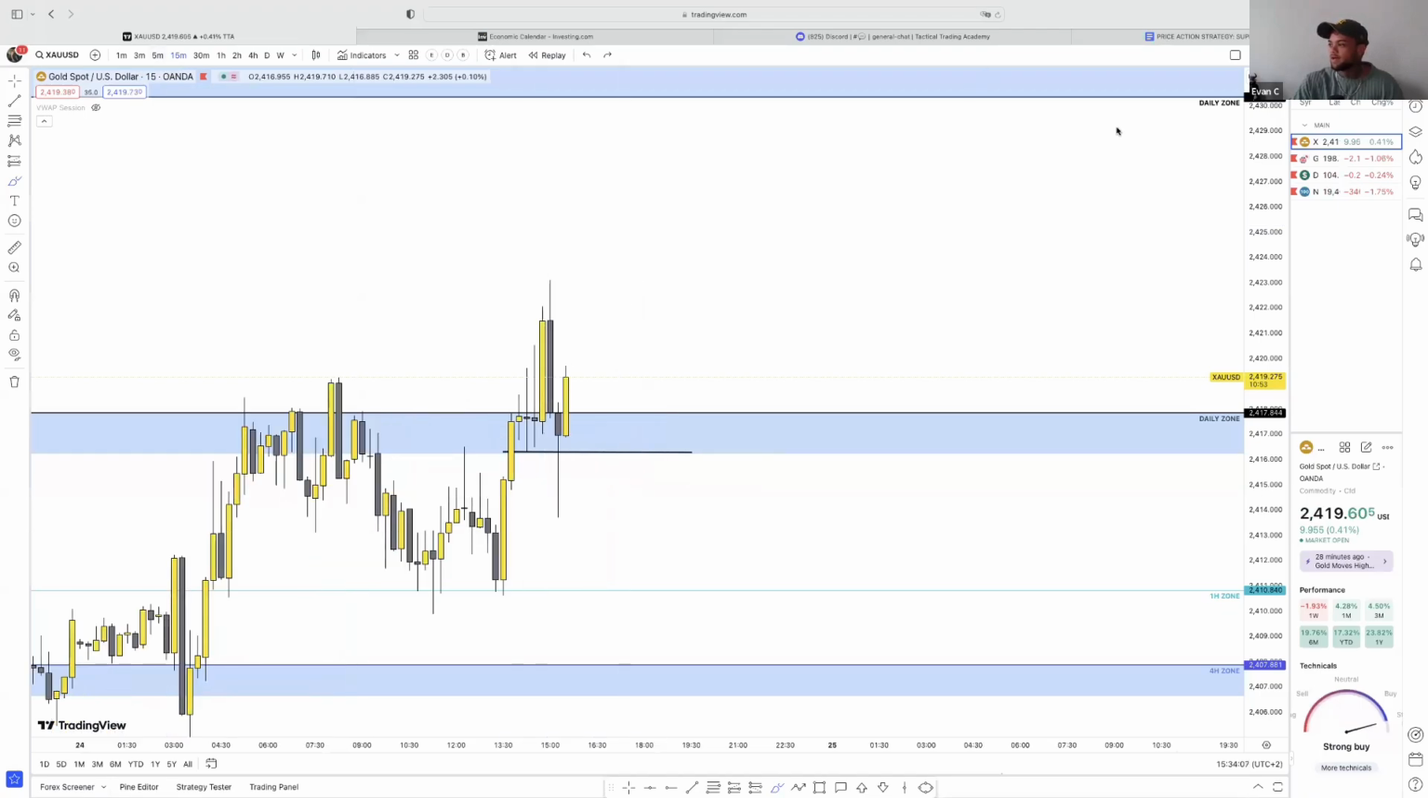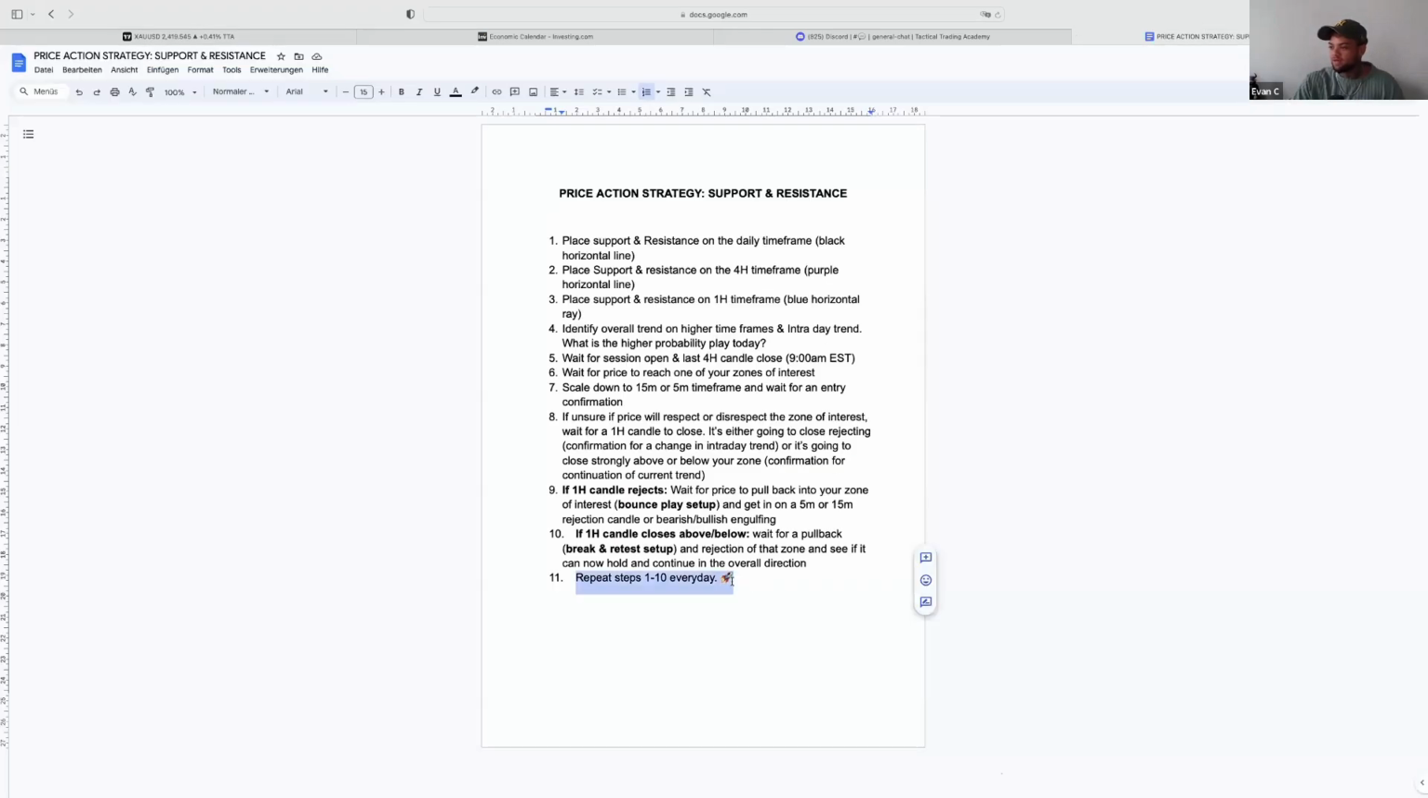So where was I? Yeah, basically repeat steps 1 to 10 every day. And that's it. Simple as that. So this is actually my trading strategy in a nutshell. No need to overcomplicate it.